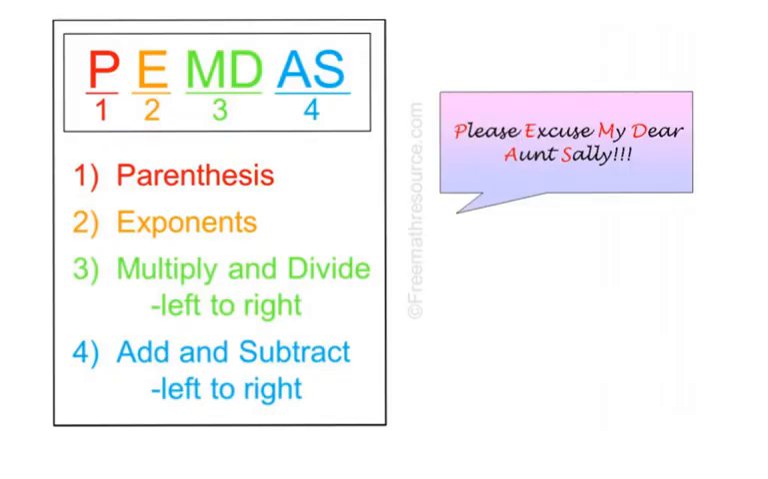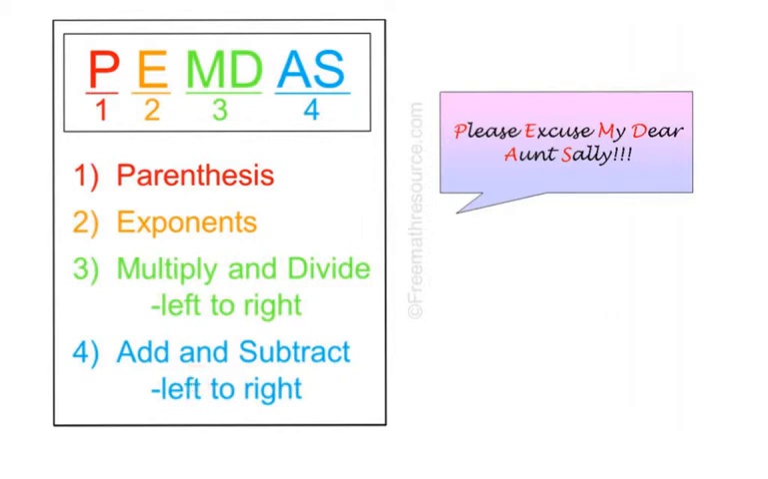So order of operations is parentheses, exponents, and then you do multiplication and division left to right, and add and subtract left to right. This is the order in which you can work out problems with a whole bunch of operations. We have to follow this order in order for everybody to get the same answer.